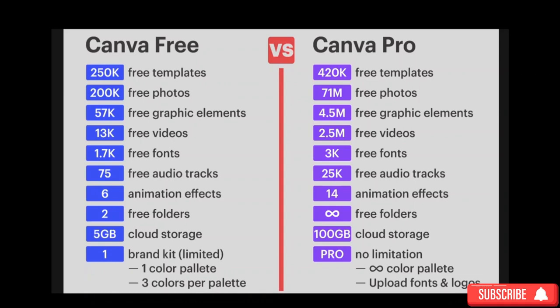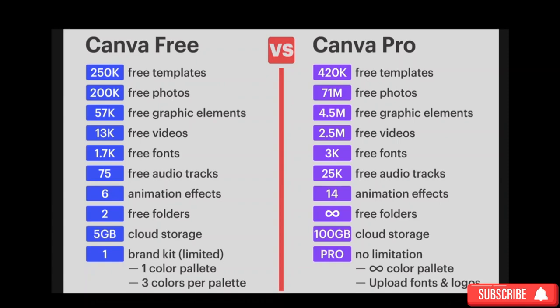And here you'll get only 200K free photos, but here you will get 71 million. Just think, when you are designing and you are getting access to 71 million free photos which you can use in your design. Such a blessing when you have this Canva Pro version if you're working on graphic designing on a regular basis. And here you'll get only 57K free graphic elements, but in Canva Pro, 4.5 million free graphic elements. And here you'll get access to 13K free videos, but in Canva Pro, 2.5 million free videos.